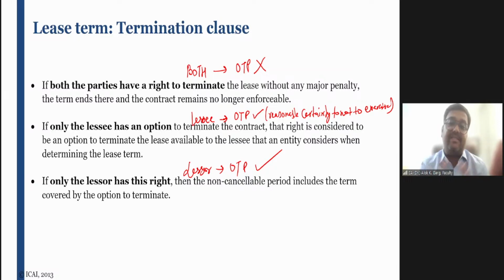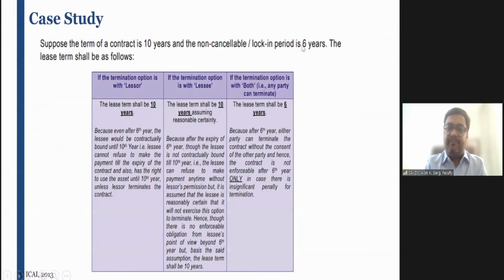If only lessor has the right, the lessee does not have the right, only the lessor has the right, so in that case, the optional termination period will always be taken into consideration as a lease term. Why? Because you are looking from the lessee perspective. Okay. So in that case, the lessee always wants to continue the contract. The lessee always wants to continue the contract. So in that case, the optional termination period needs to be taken into consideration, right?